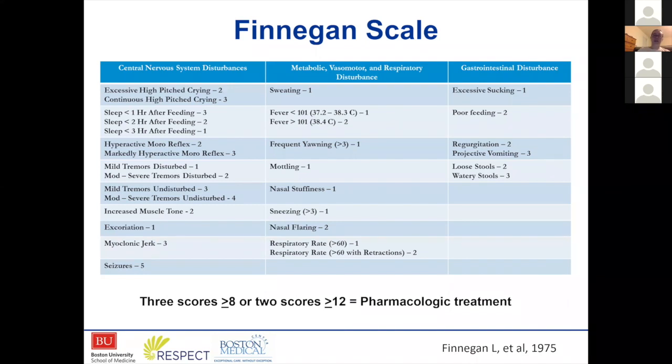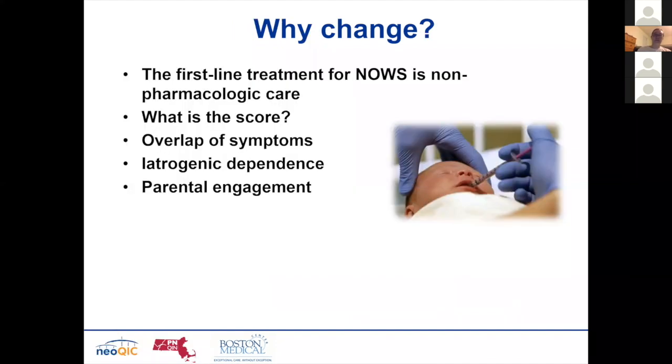I think the difficulty is, again, if you have, say, a preterm baby who may have respiratory distress for a different reason. The other limitations are things like sneezing and nasal stuffiness, all of these things that may not necessarily require an opiate to treat. So those are some of the things that have called this scale into question. And so why change at all?